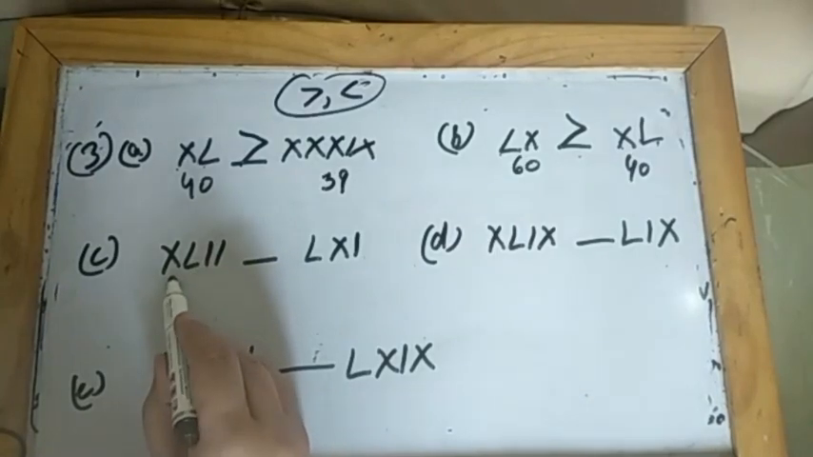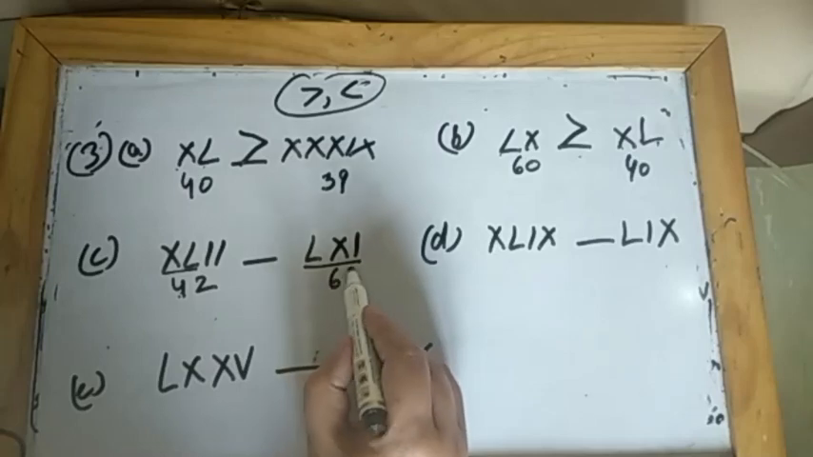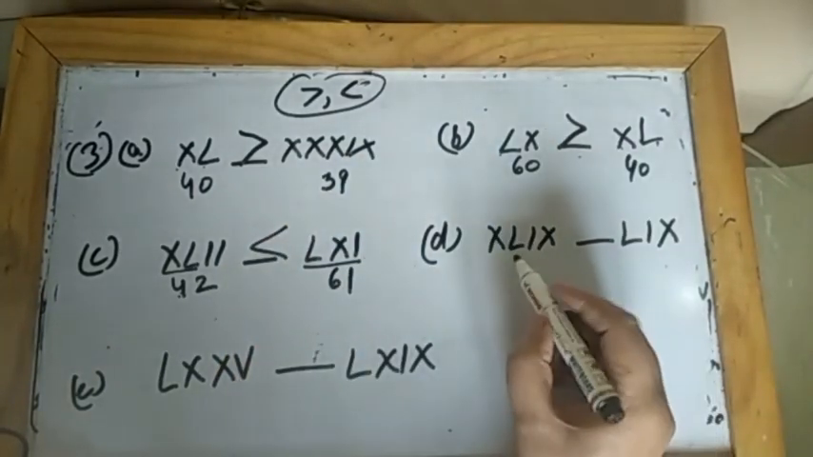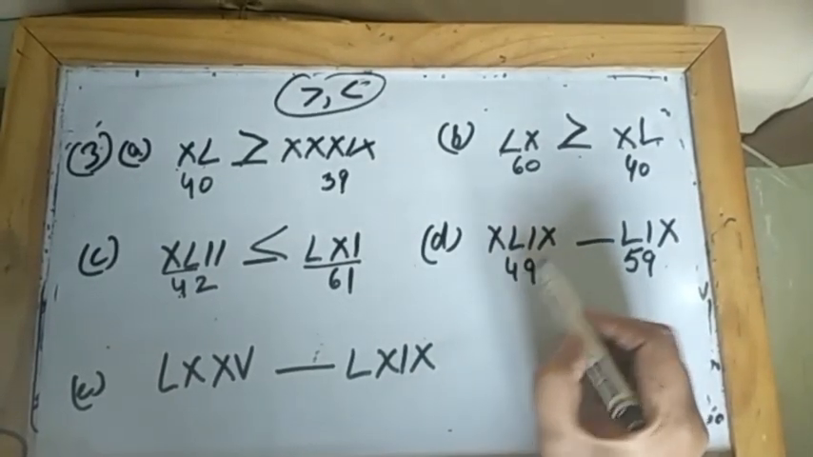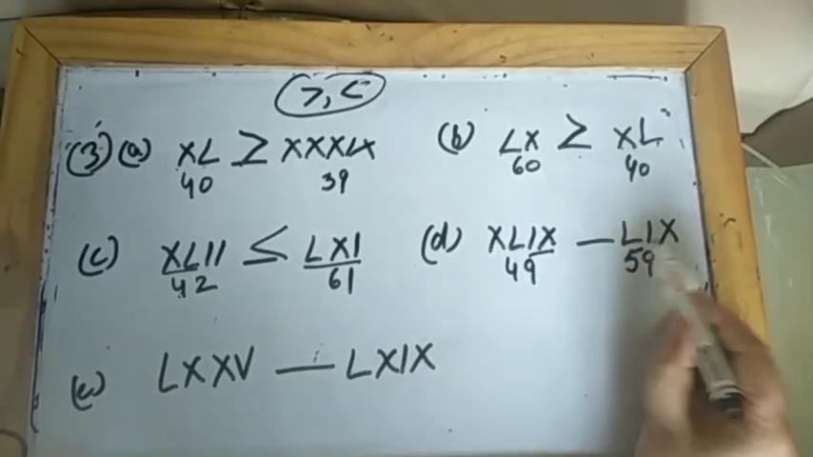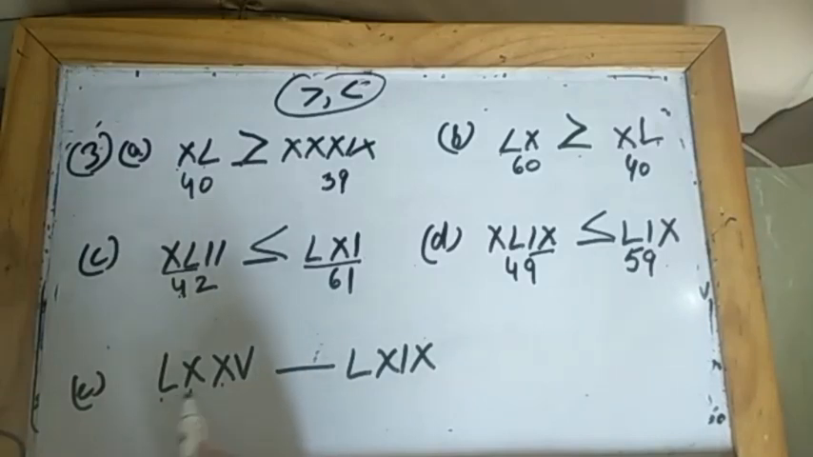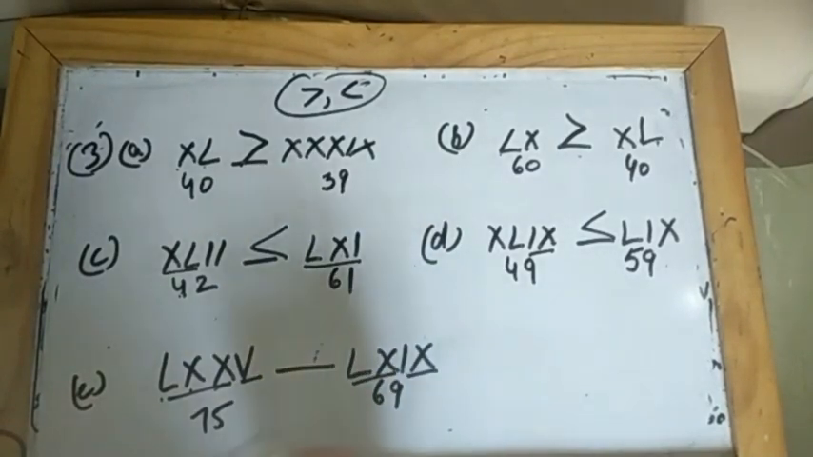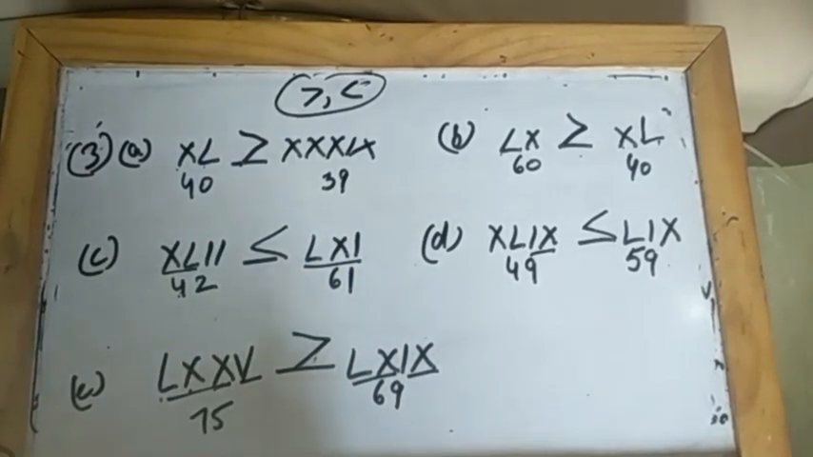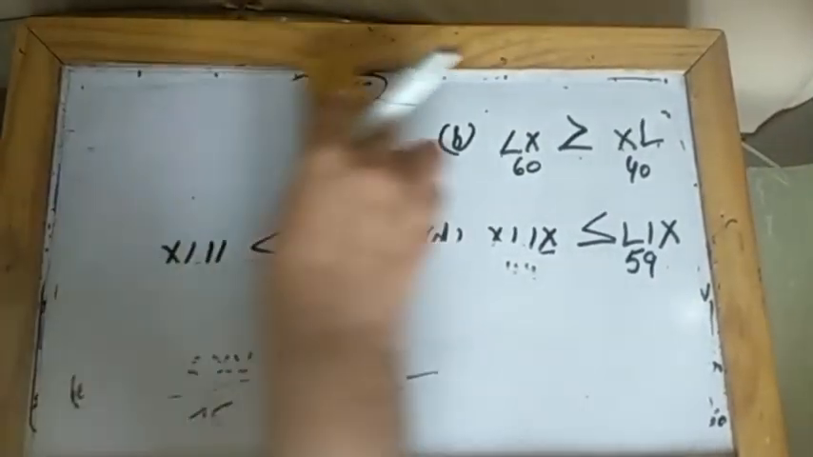Now here you have 42. This XL means 40 and 2 and this is 61 and 61 is bigger. So this is 49 and this is 59. XL means 40 and this is 49 and this is 59. So 59 is bigger. And this is 50 plus 10 plus 10 means 70 and this is 5. So this is 75 and this is 69. So this is 60 and this is 9. So 75 is bigger. So I put a sign like this. So this is how you do the third question.